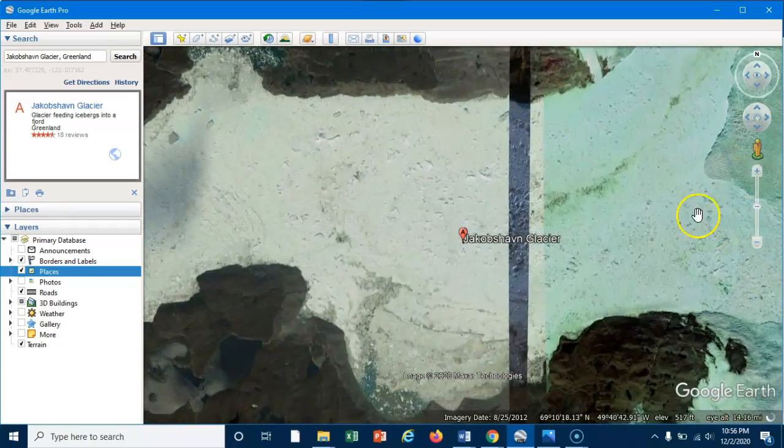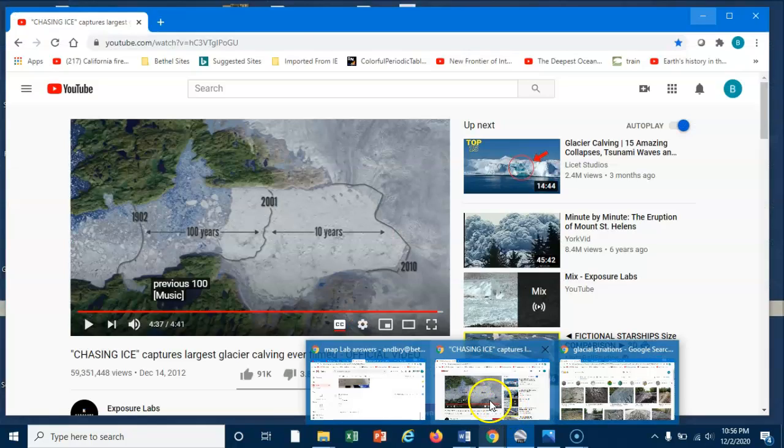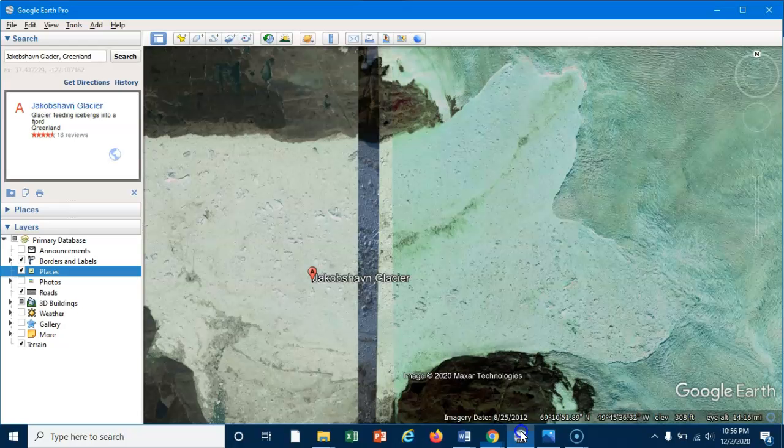this is what they were talking about, and here you can definitely see how that glacier has receded, like they were showing you in the video, just since 2010. You can see it's gone way back to there. And if I go back to Google Earth here, in this imagery dated 2012, it's receded even more.